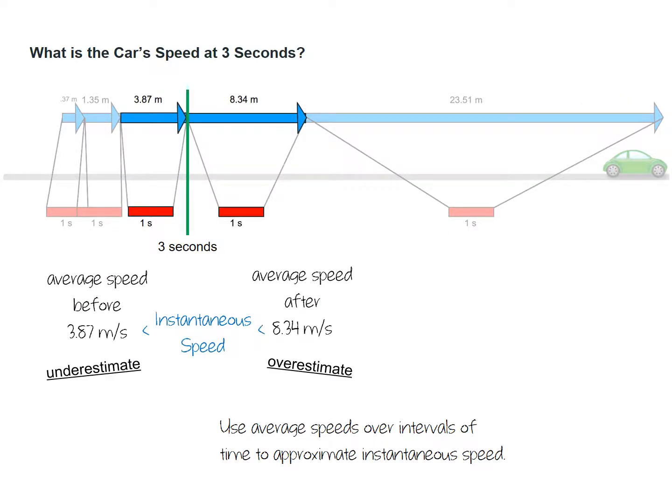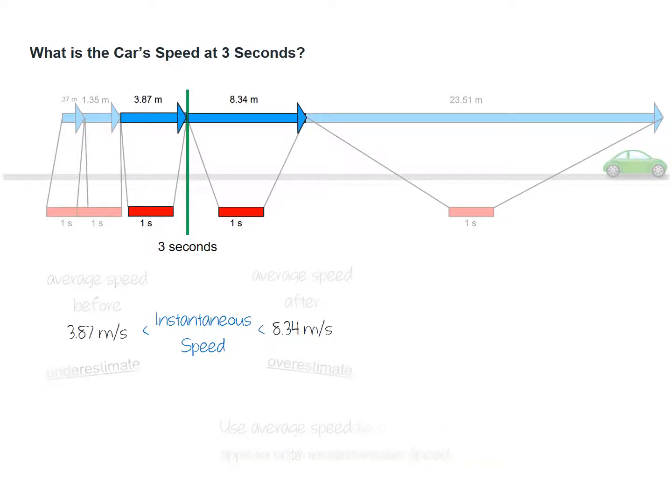We computed the average speeds over 1 second intervals right before and after the 3 second mark. Since we knew that the car's speed was increasing, we knew that the instantaneous speed would be between 3.87 meters per second and 8.34 meters per second. Our big question now is, how can we make a more precise approximation? It would be good for you to pause this video and think of a method to get a better approximation before watching more.